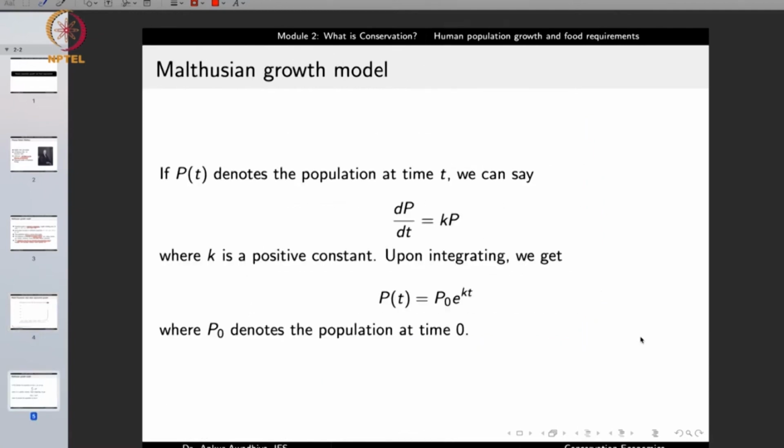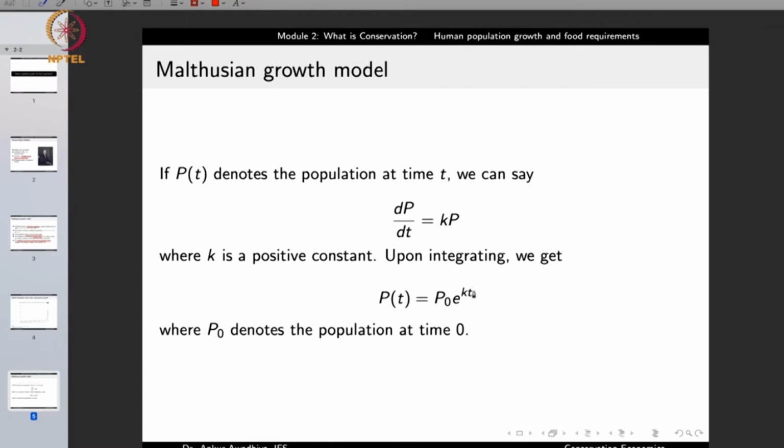And we can represent it mathematically by saying that if Pt is the population at time t, then we can say that the rate of growth of population is proportional to P. So the rate of growth is change in the population per unit time. It is proportional to the population P, and K is the factor that joins both of these. So K in this case is a positive constant, and upon integrating we can get that Pt is equal to P0 into e to the power kt, where P0 is the population at time 0.